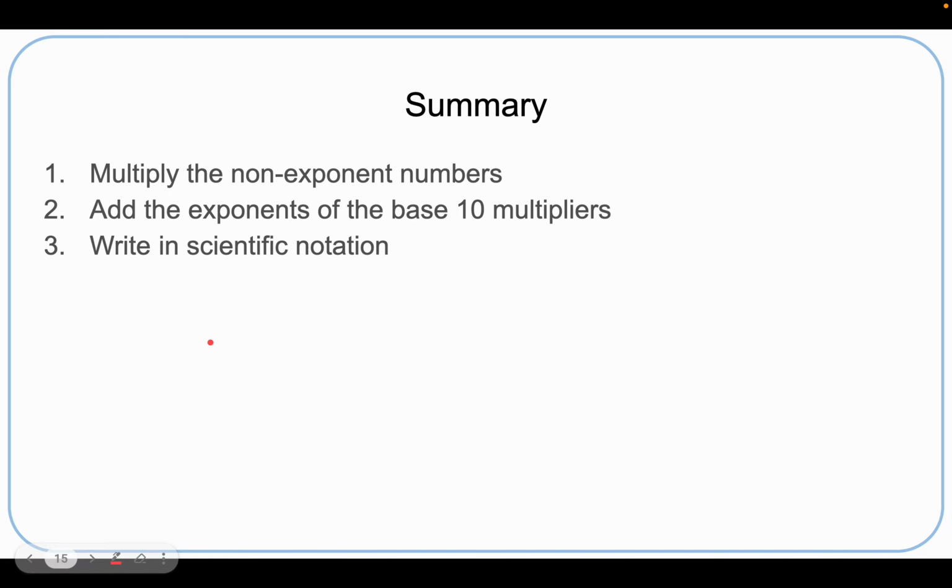And that's all for today. So in summary, when we're multiplying numbers in scientific notation, we want to first multiply the non-exponent numbers, and then we're going to add the exponents of the base 10 multipliers, and then we just write it in scientific notation. And don't forget to simplify to make sure that your starting number, the one without the exponent, only has one digit before the decimal point. That is the way to be sure that you are in scientific notation.